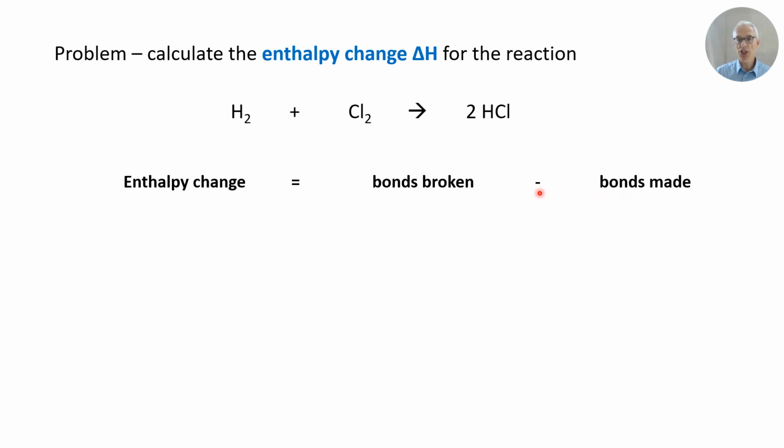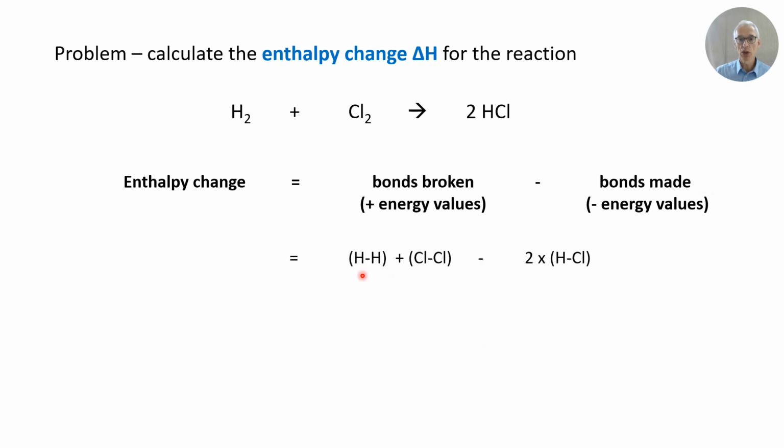We put a minus sign in front of the bonds made because making bonds is exothermic, releases energy, and is given a negative sign. We put a positive sign in front of bonds broken because that is an endothermic process. So it has a positive sign in front of the energy values. So positive energy values for bonds broken, negative energy values for the bonds made, which we achieve by putting a negative sign in front of the value of the bonds made.